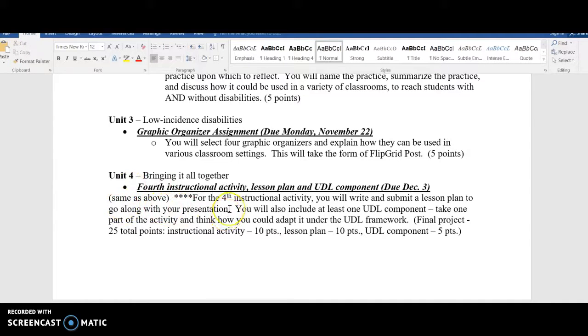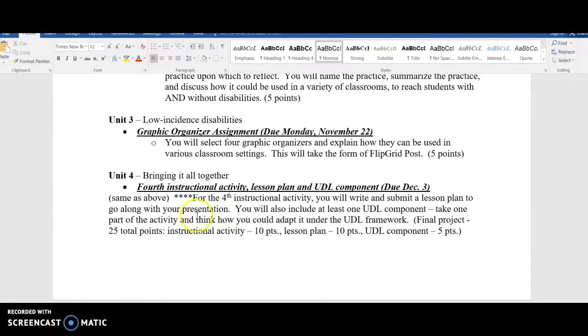Okay, so for the 4th one, you will write and submit a lesson plan to go along with your presentation. You will also include at least one component of universal design for learning. Again, we will talk about that, and I'm sure you already discussed that a little bit in 420 with Dr. Murphy, I believe. And we're going to take one part of your activity, your lesson plan, and think about how you could adapt it under the UDL framework.